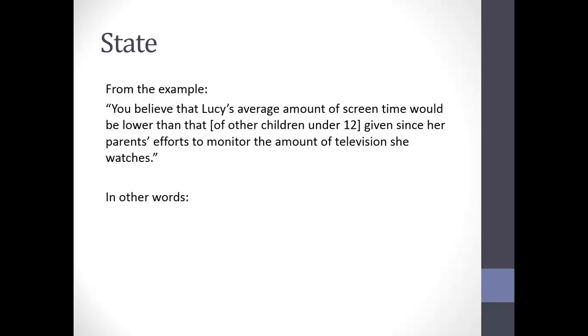Again, we're going through this process of state, plan, solve, conclude. We're going to step through this very formally and very slowly to make sure we know what's going on. In the state step, we want to rephrase the question we're interested in, taking what can sometimes be confusing wording in the problem and turning it into something we're familiar with seeing. What the example actually says is that you believe Lucy's average amount of screen time would be lower than that of other children under 12, since her parents try to monitor and lower that amount.